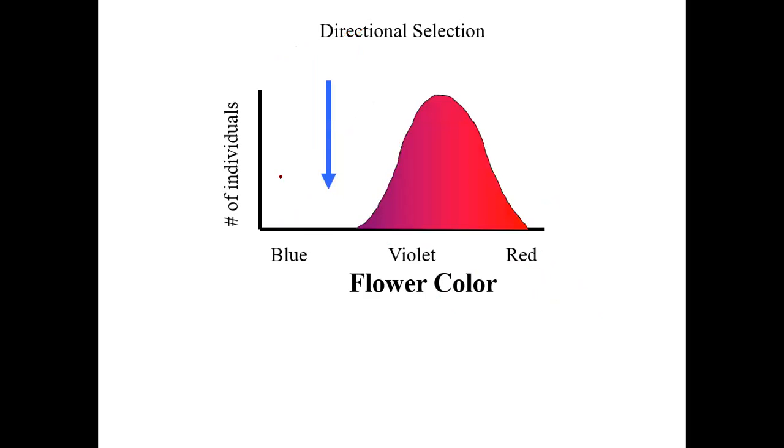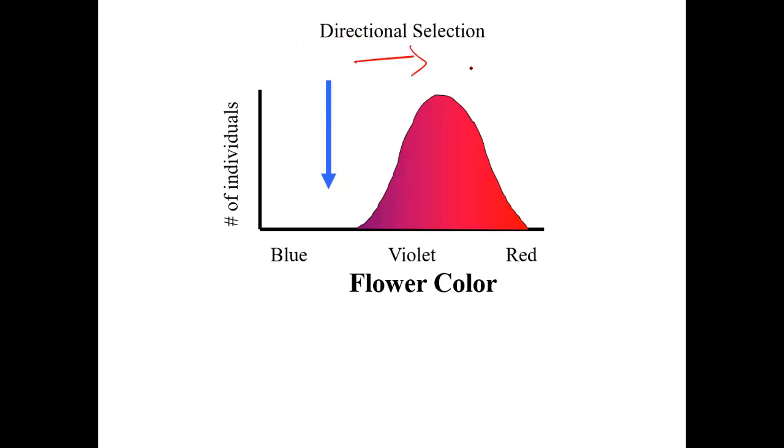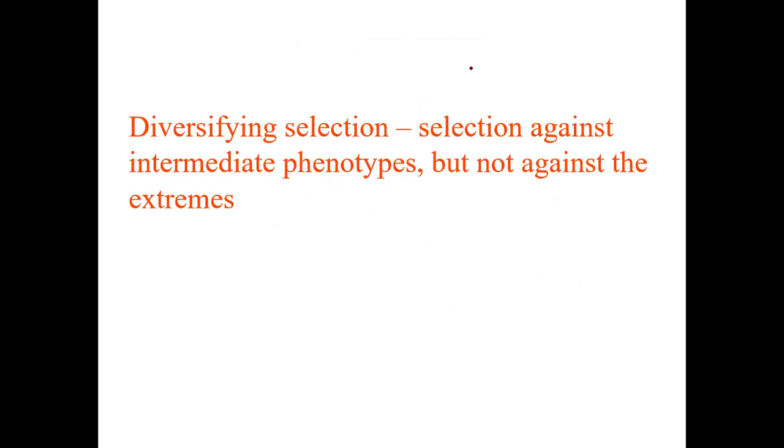So we shifted over to the right. We shifted to red more. This is going to be unidirectional, right? Since we went in one direction here, this was the mode, and we selected for red. It was one direction. So finally, the last one is going to be diversifying selection. And it's also called disruptive. They write it both ways. So it could be disruptive selection or diversifying selection.